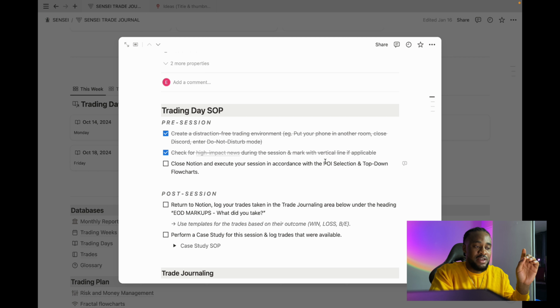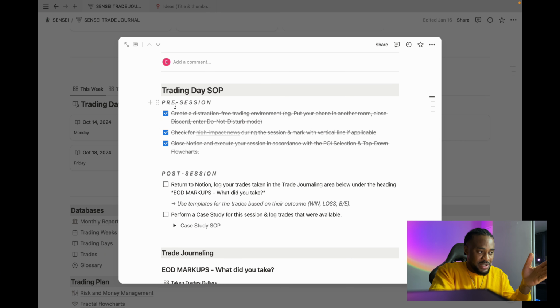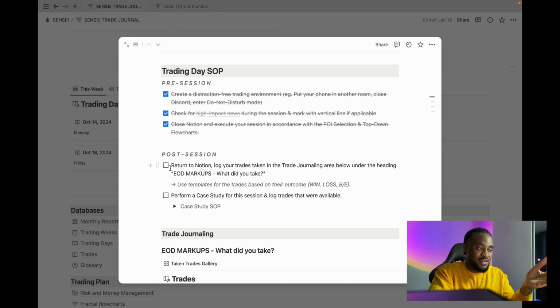So I have a selection criteria for this, and I have a criteria for my top-down analysis. So I go ahead and mark this, and by the way, this is the pre-session checklist.